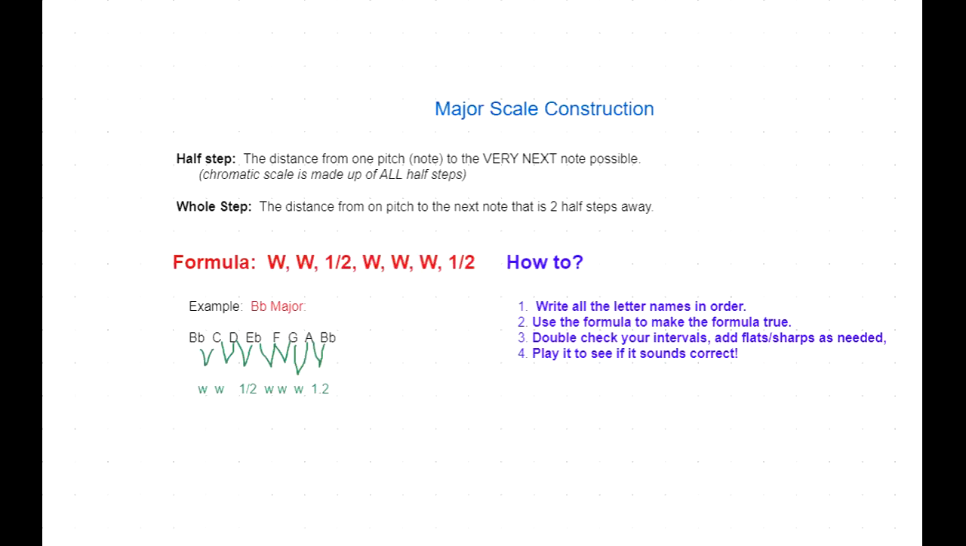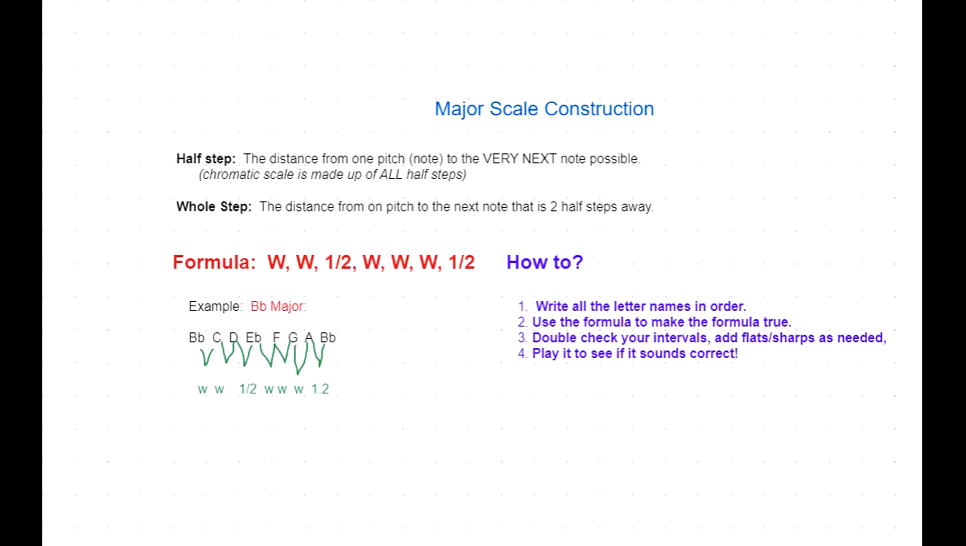This says major scale construction at the top. It has our two definitions of half step and whole step. Then in the red, there is the formula: whole step, half step, whole step, whole step, whole step, half step. That is a bit of information you need to just memorize. It'll make your life easier, and you should be able to just recall it. If that doesn't make any sense to you right now, just trust me, it will. W stands for whole step, H is half step.